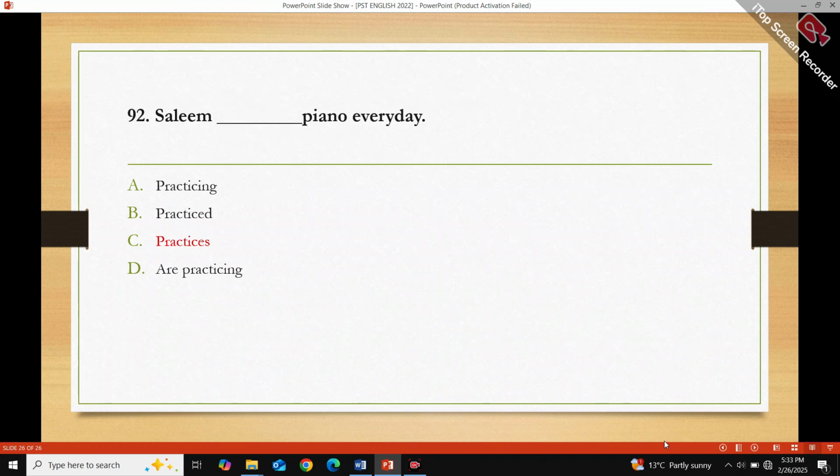यहाँ पर जो नेक्स्ट वन है, "Salim dash piano every day." The option C is the correct one, practices, क्योंकि हमें subject-verb agreement को भी देखना है. अगर Salim singular है तो उसके साथ verb भी हम singular use करेंगे. Salim practices piano every day. और जब habitual actions की बात आ जाती है, everyday use हो गया तो habitual actions में हमेशा हम simple present tense का use करते हैं.